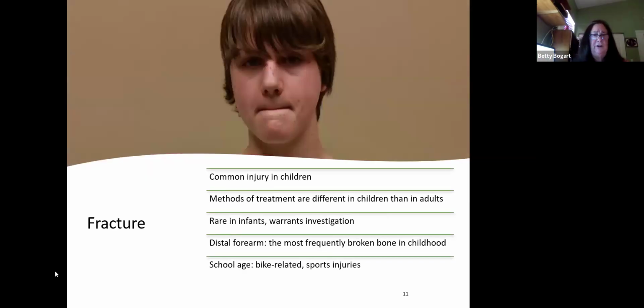Now, fractures in children, very common. Kids, when they fall down, what do they do? They put their hands out, right? And what happens? Fractured wrists. Most common of all the fractures, whether one bone or two bones.